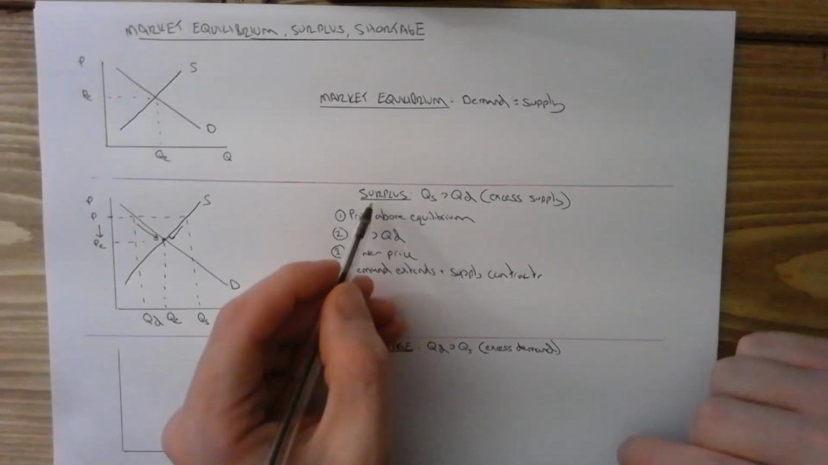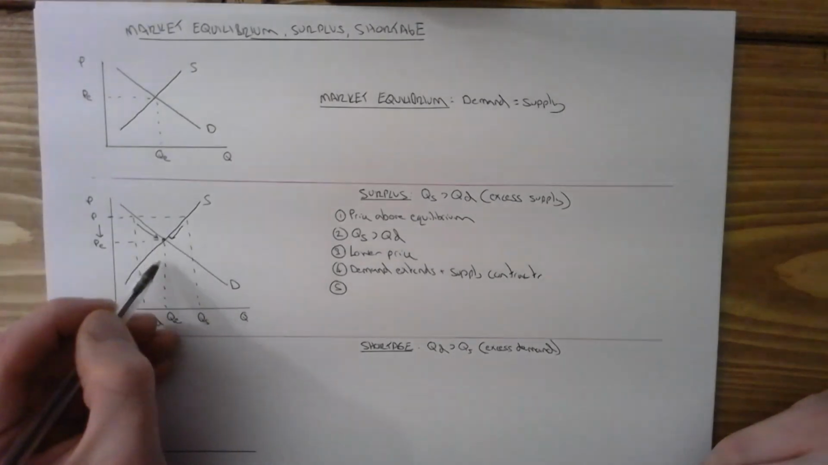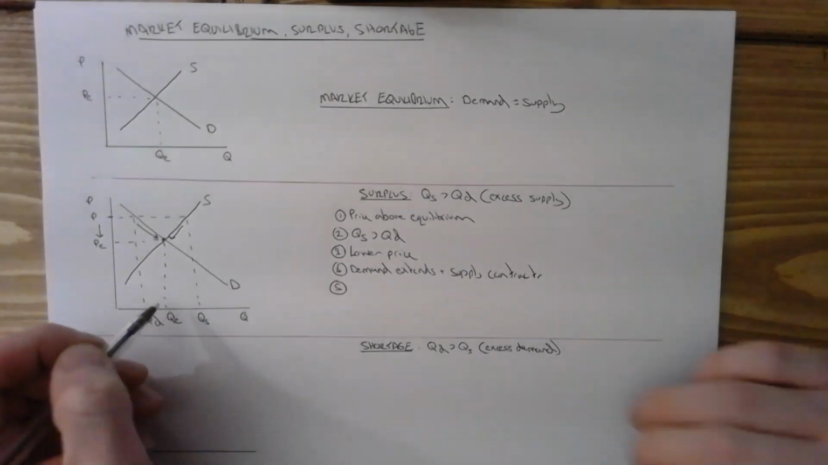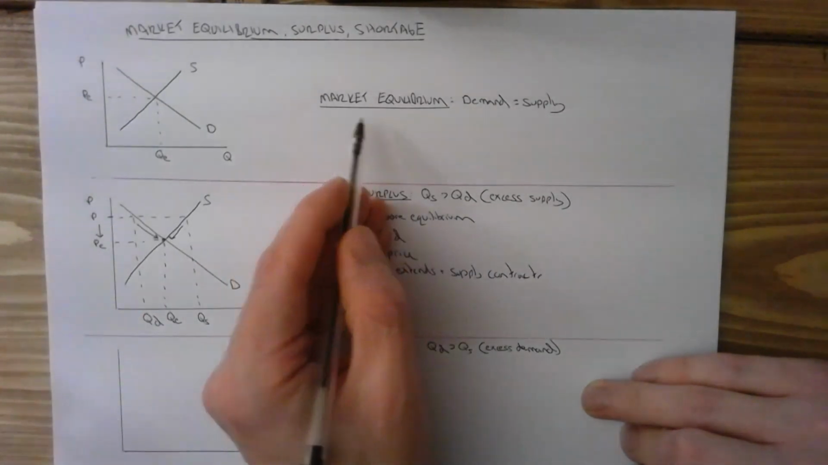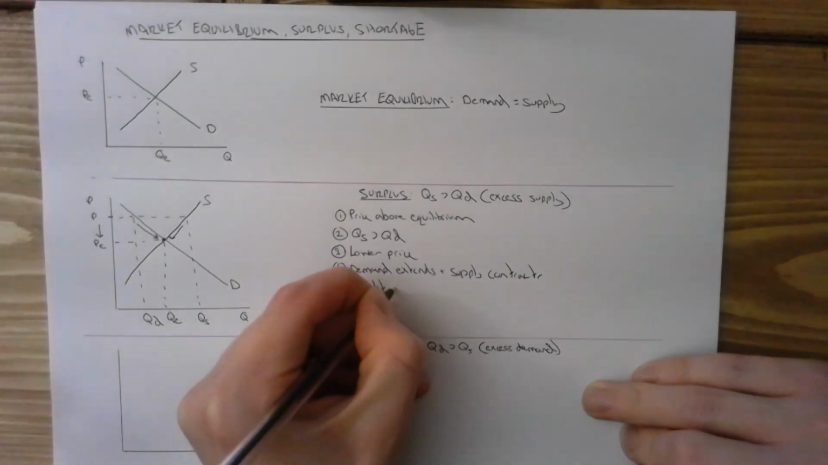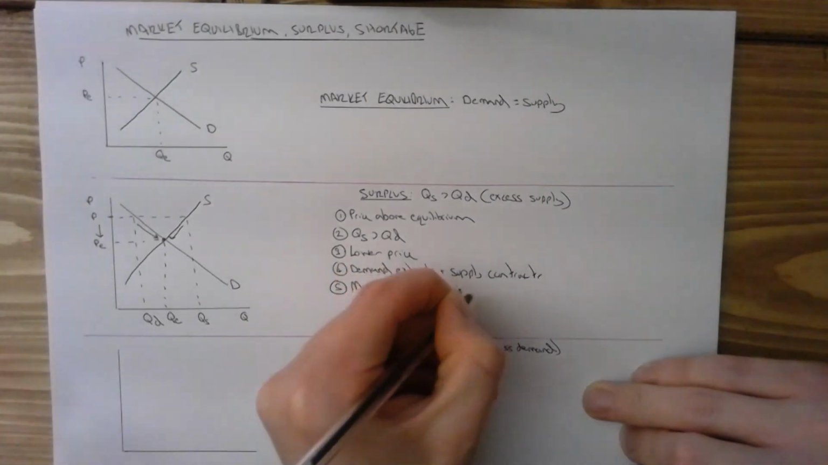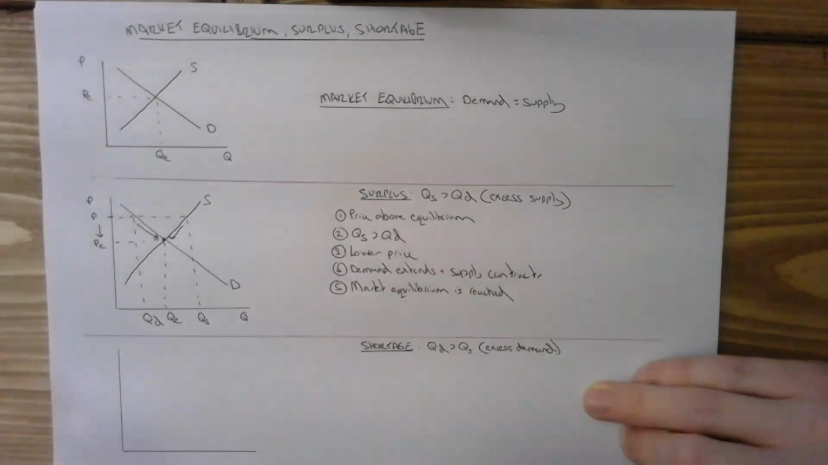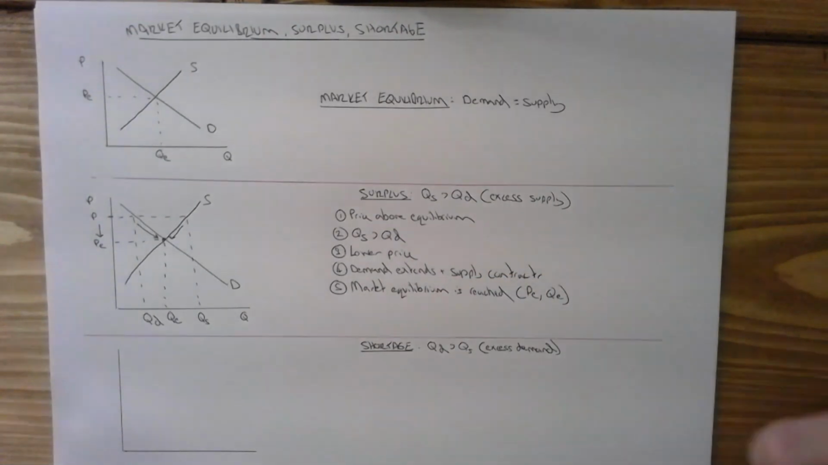And because there's no longer a surplus, there is no reason for the price to continue to fall, and so the market stabilizes at this price here, PE, and the quantity is QE. And here, because demand and supply are equal to each other, we've reached this situation known as market equilibrium. So my final point here is going to be that market equilibrium is reached, and we have a price of PE and a quantity of QE.